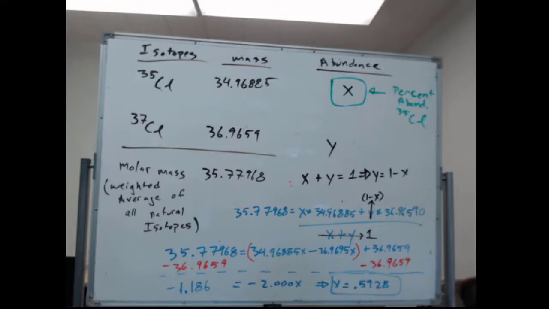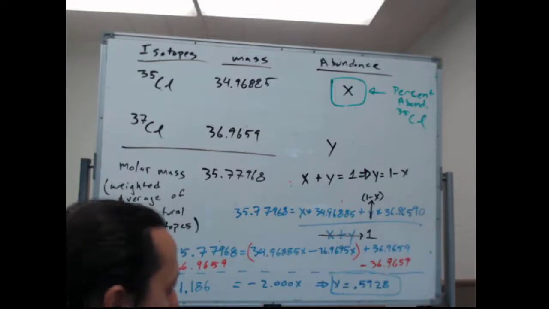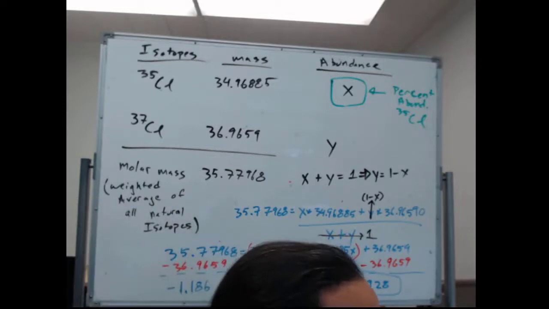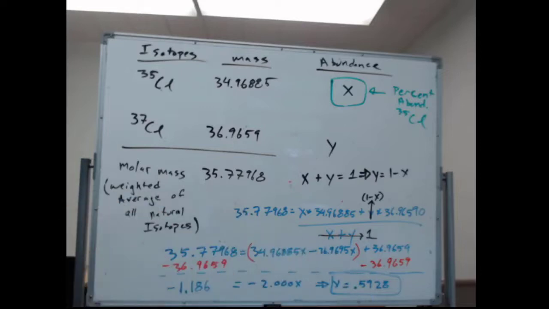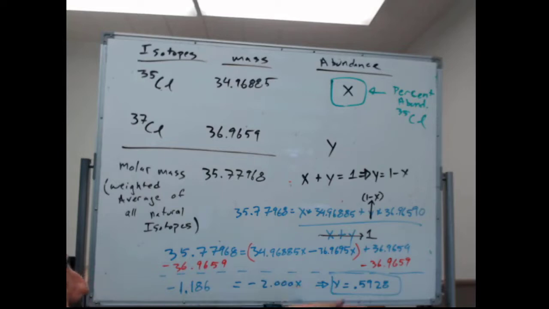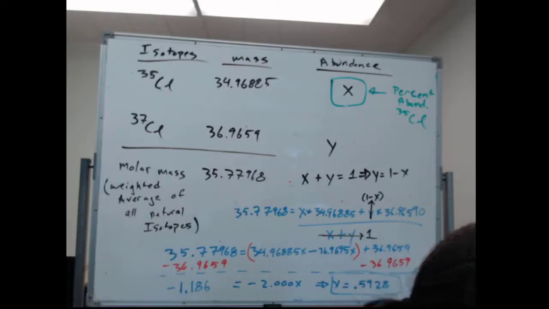So what would that Y value represent? So the Y value would represent the abundance of the other isotope. The question wasn't asking about the abundance of the other isotope, but we know that 59.28% makes up the portion of chlorine-35, and then we do 1 minus that, so we'd have 41% would be the Y value. Sorry, the Y value, thank you, yes.